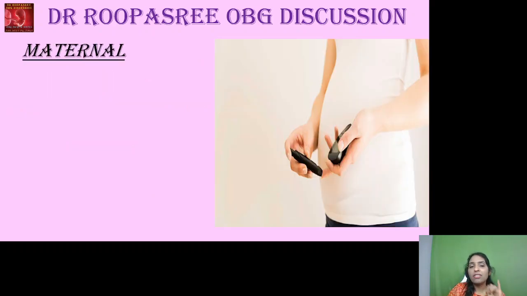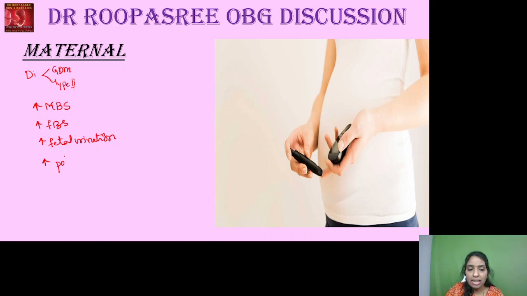Next, after the fetus, is the maternal cause. If the mother is diabetic, that may be gestational diabetes or type 2 diabetes, there are raised maternal blood sugar levels. This leads to raised fetal blood sugars also, which leads to increased fetal urination, and this leads to polyhydramnios.